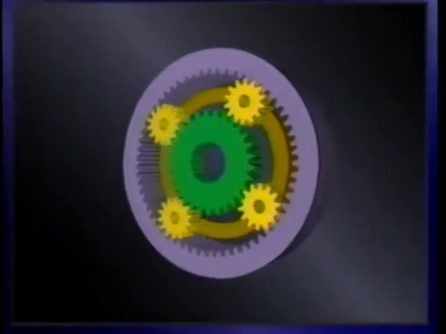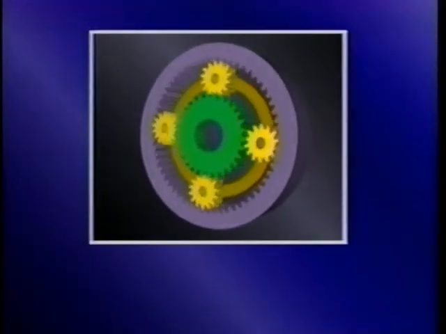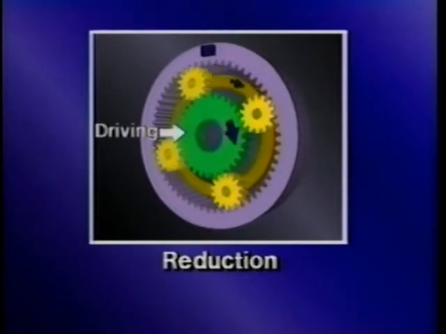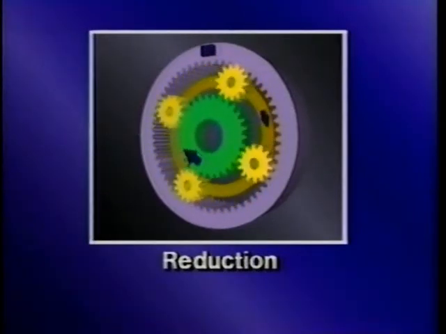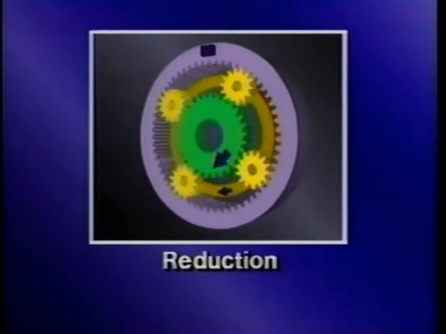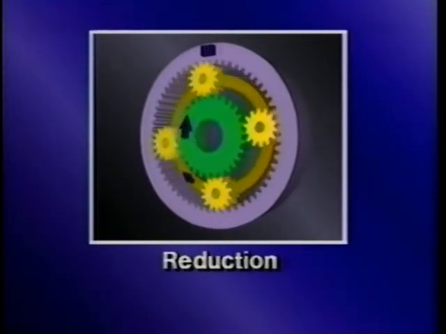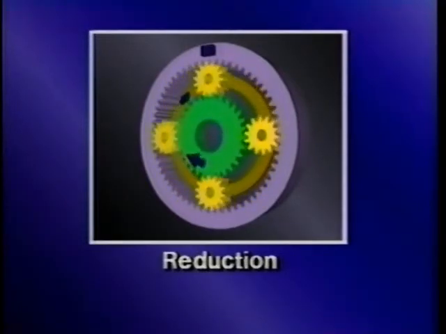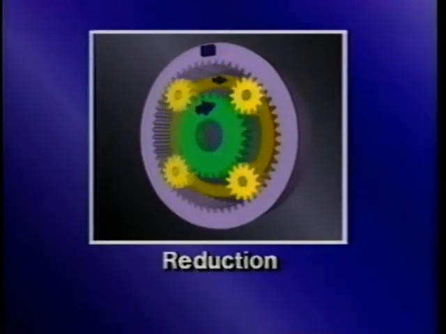Let's see how what we've covered is accomplished in a planetary gear set. In reduction, the internal gear is held stationary. The sun gear is driving, forcing the planet pinion carrier to turn with it in the same direction, but more slowly. A smaller gear driving a larger gear provides reduction, a higher gear ratio, or low gear.